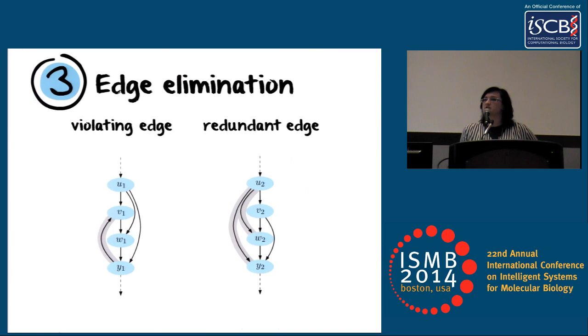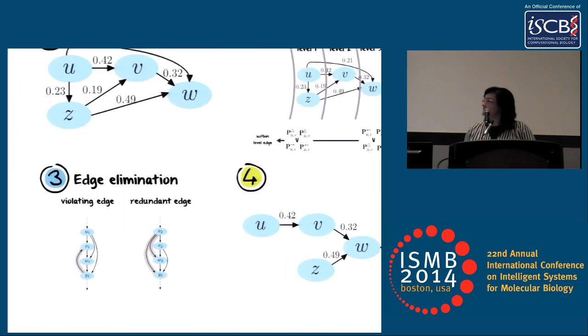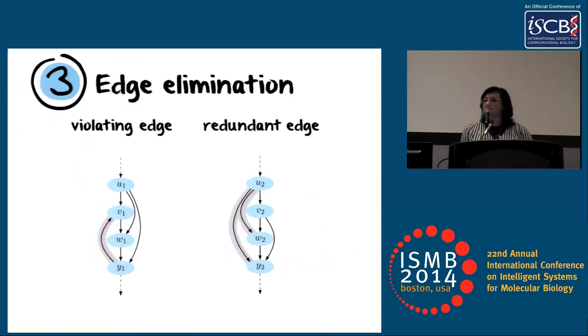But what we do next is we would like to have the minimal such gene network that is consistent with our pairwise observations. In this case, this means that we eliminate certain edges. These edges that we eliminate are violating and redundant edges. So a violating edge is defined as an edge where we have evidence that for a pair of genes U and V, both U acts upstream of V, and at the same time V acts upstream of U.